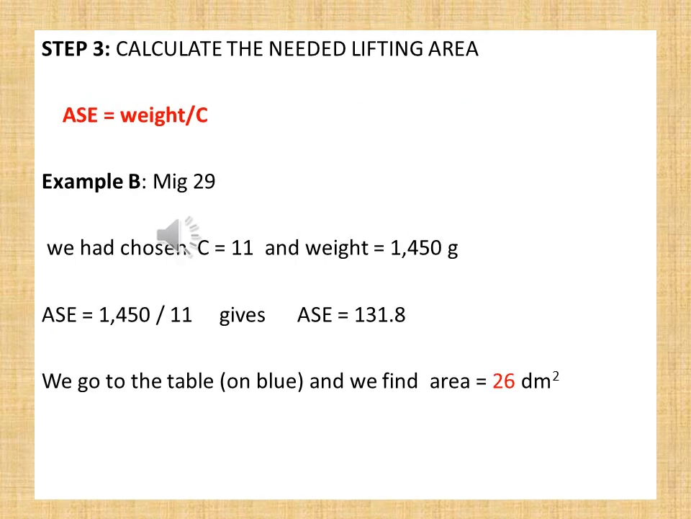Step 3. Calculate the needed lifting area. ASE equals weight divided by C. Example B, MiG-29. We had chosen C equals 11 and weight equals 1,450 grams. ASE equals 1,450 divided by 11 gives ASE equals 131.8. We go to the table, on blue, and we find area equals 26 square decimeters.